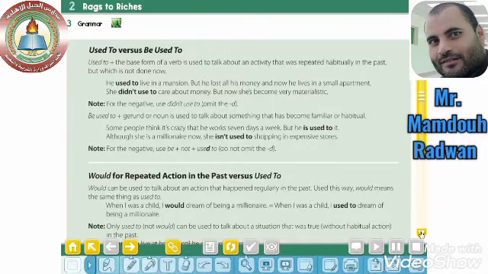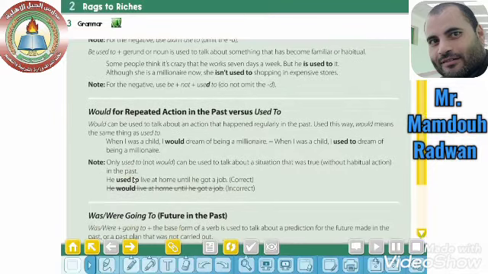The second part in this lesson, my dear students, we are going to talk about is what? Using the word "would." This is the second form of "will." Do you know "will"? When I say I will play, I will go. Yes, this is the second form of "will." "Would" can be used for repeated action in the past versus "used to." So when we talk about repeated actions in the past, we can use "used to" or we can use what? "Would" can be used to talk about an action that happened regularly in the past. Used this way, "would" means the same thing as "used to."